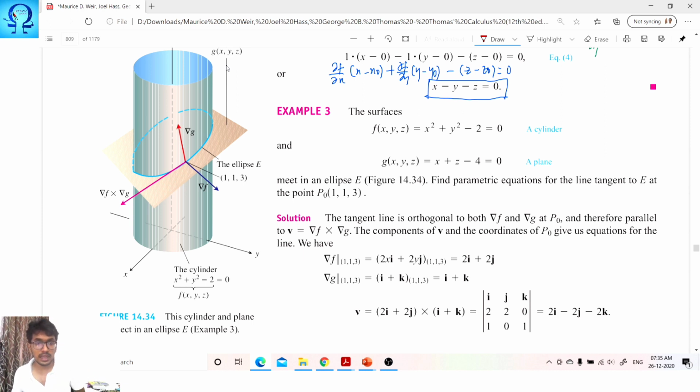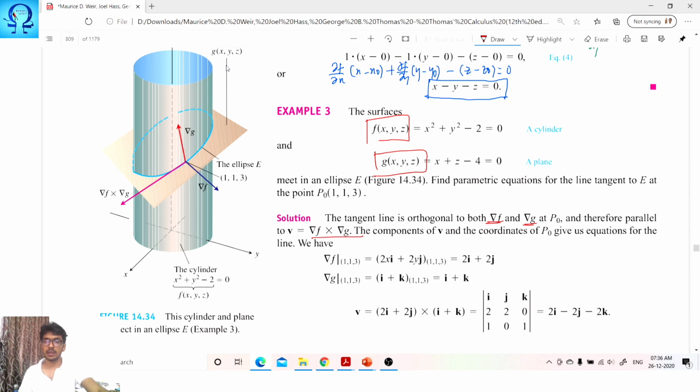So we know the tangent line is orthogonal to the gradient of this one and this one separately. If it is orthogonal to both these things, therefore we can say this tangent line is parallel to the cross product of these two vectors. These are some results from the basic vector algebra that you have learned in your schooling.